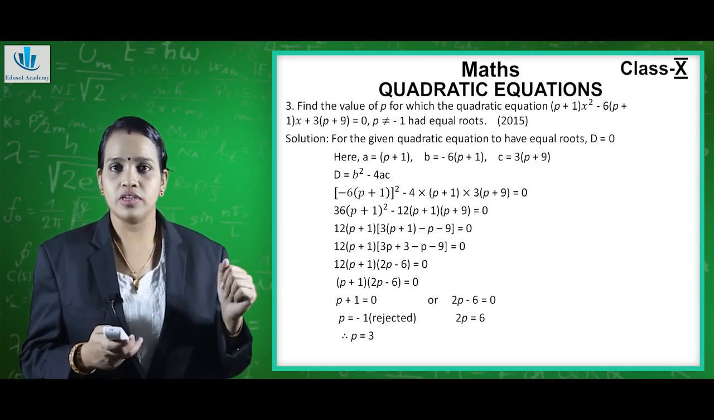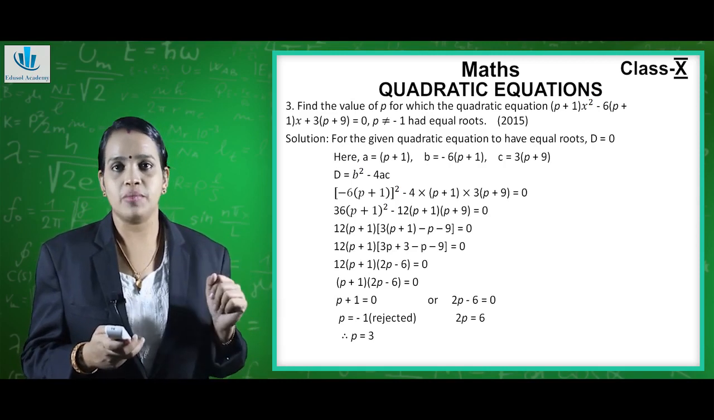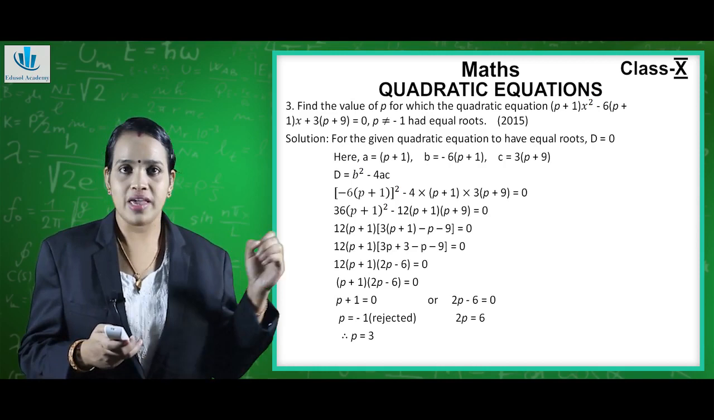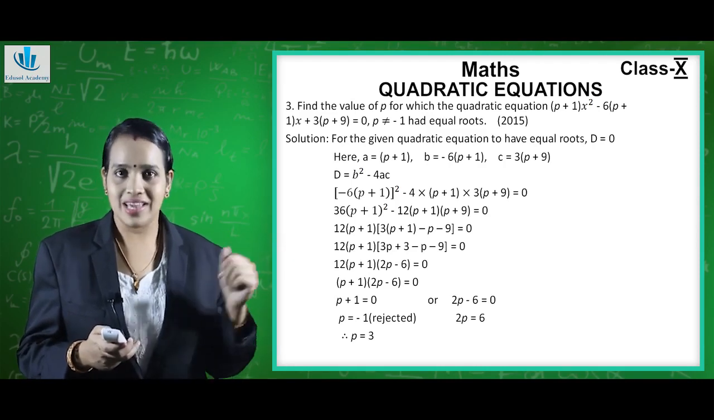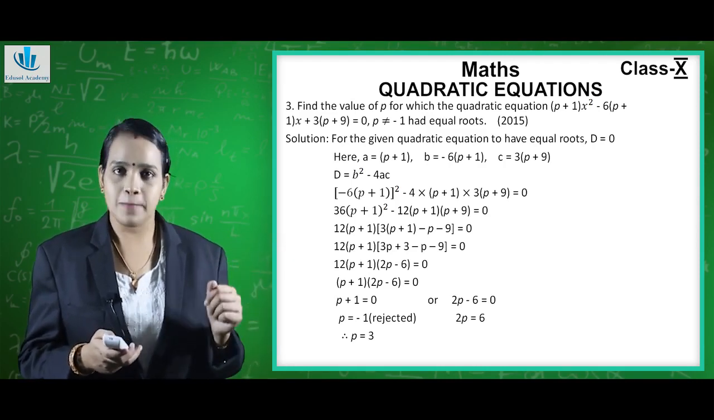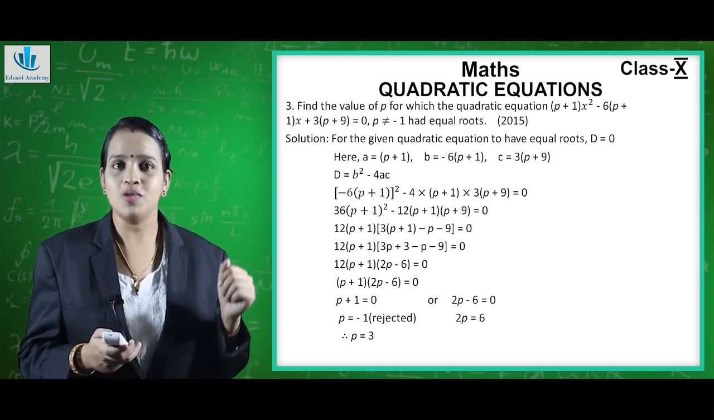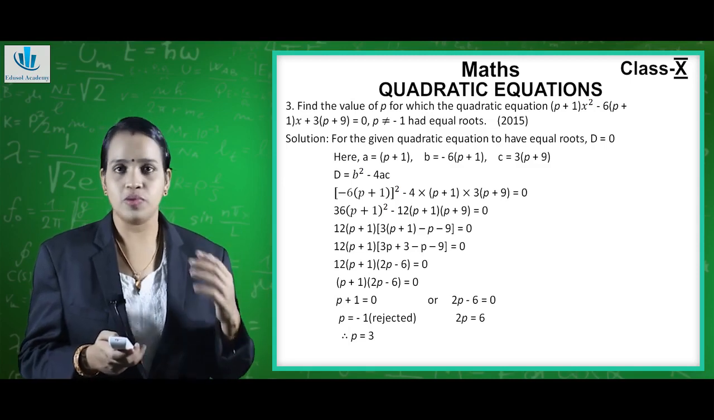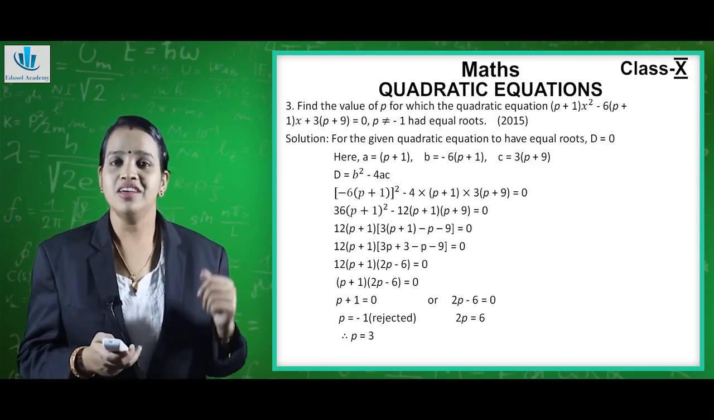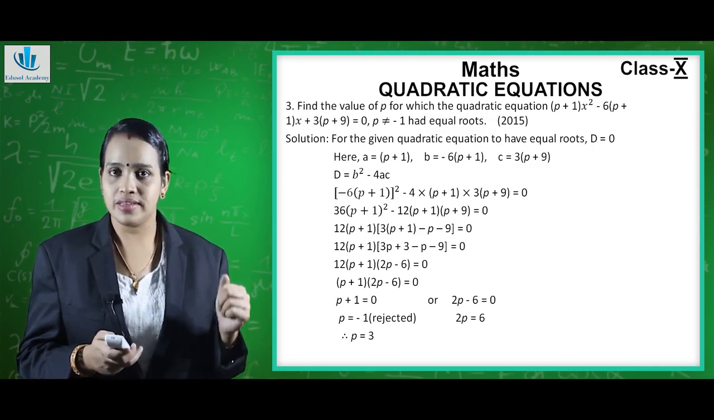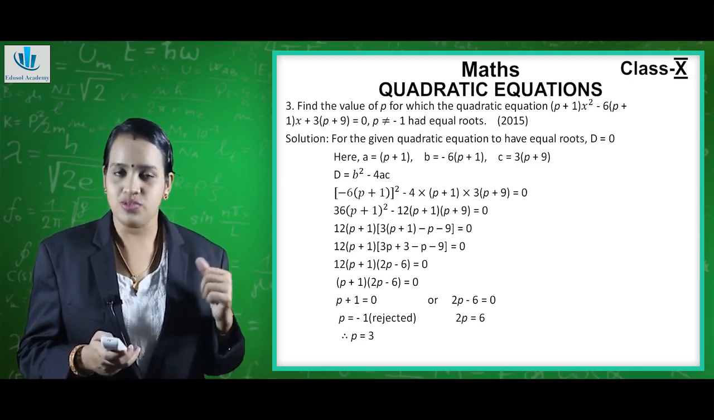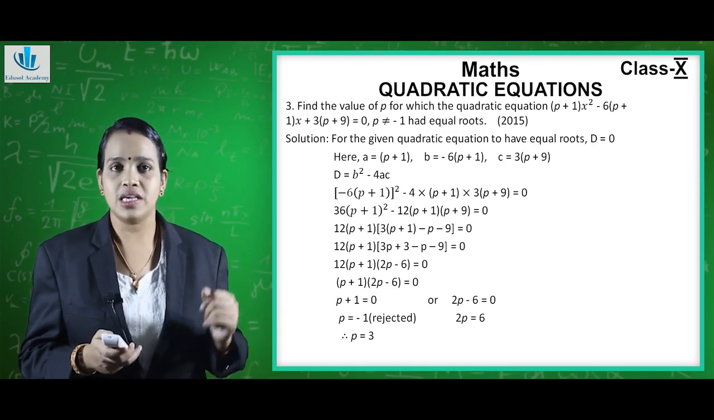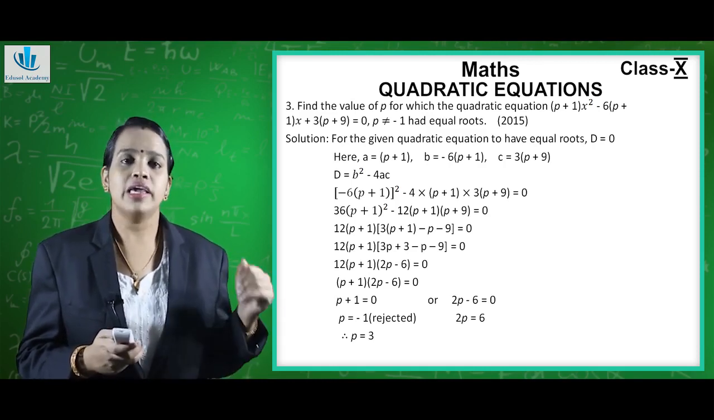So d is equal to b raised to 2 minus 4ac. Now we can put the value of a, b and c from the equation. So a is equal to p plus 1, b is equal to minus 6 into (p plus 1) and c is equal to 3 into (p plus 9). So we'll put the values of a, b and c over here. So it becomes (minus 6 into (p plus 1)) whole raised to 2 minus 4 into a, which is (p plus 1), into c, which is 3 into (p plus 9), equal to 0.